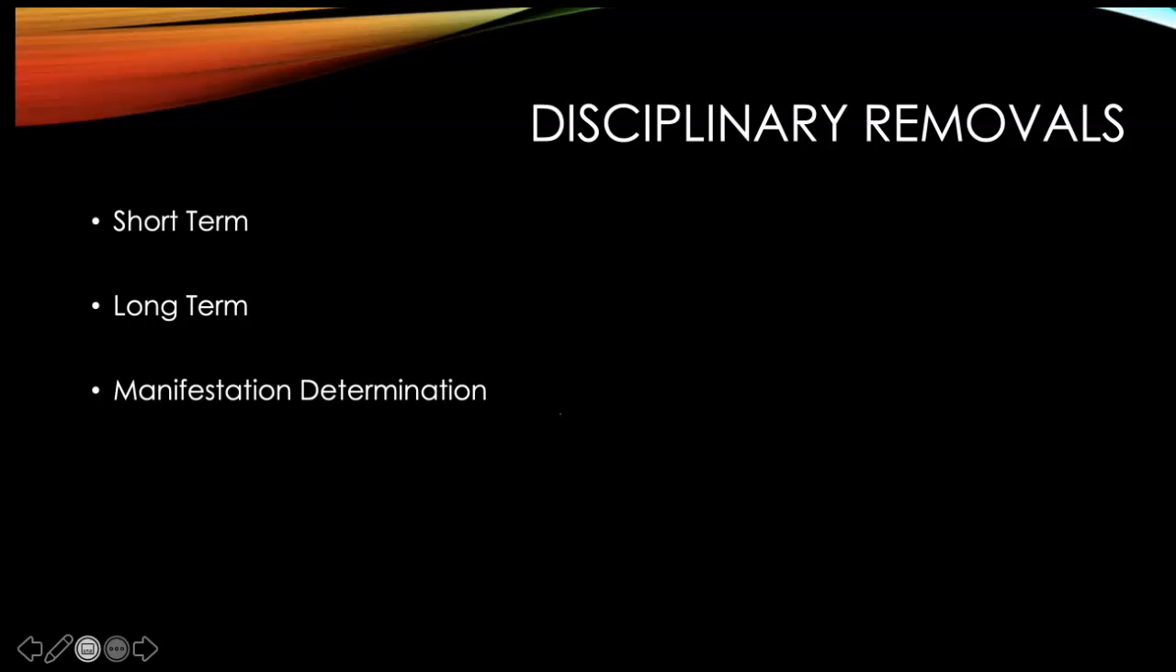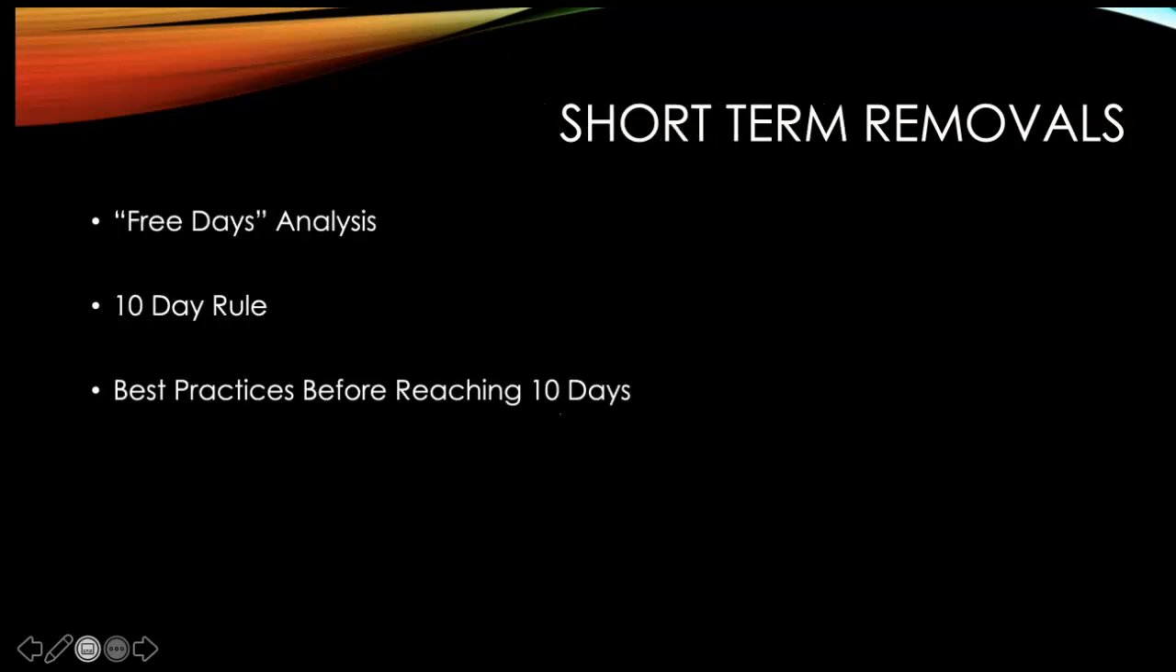Disciplinary removals can be short-term or long-term, and there's a requirement for a manifestation determination review. Short-term removals occur when a school administrator removes a student from the normal setting for discipline reasons for less than 10 consecutive school days. Labeling removal as mental health or safety related does not affect the rules.